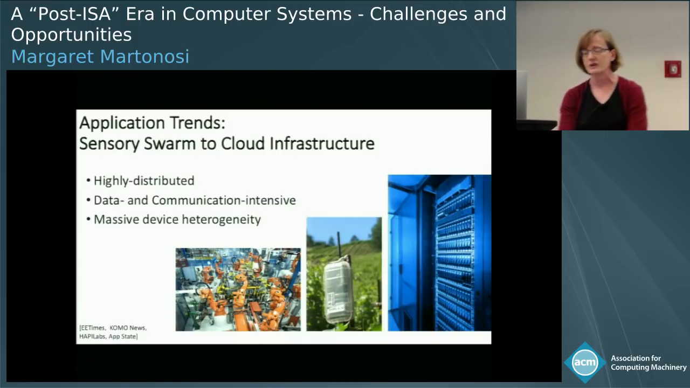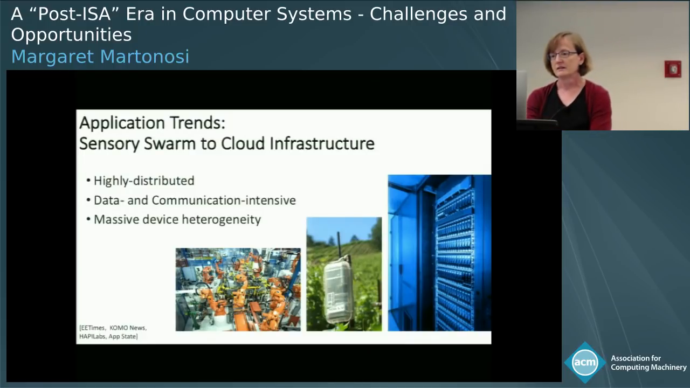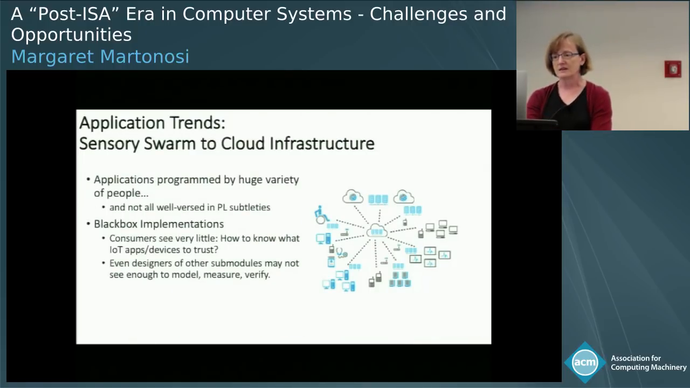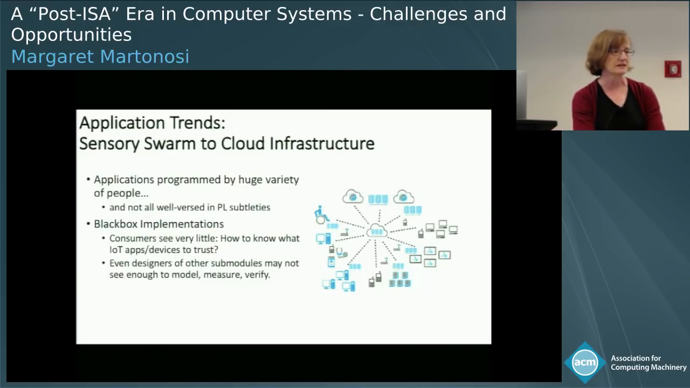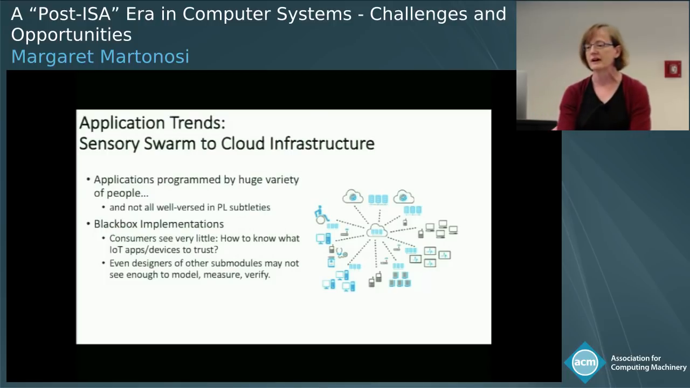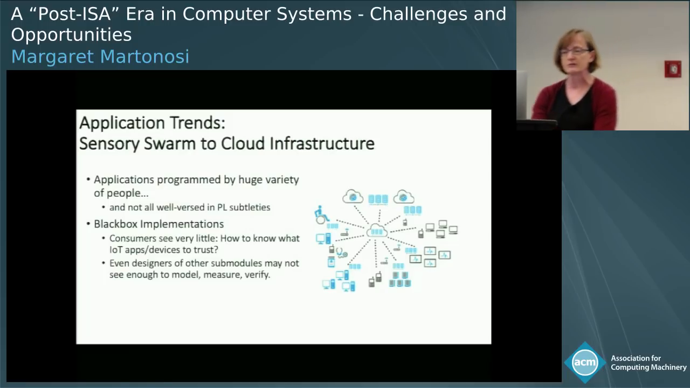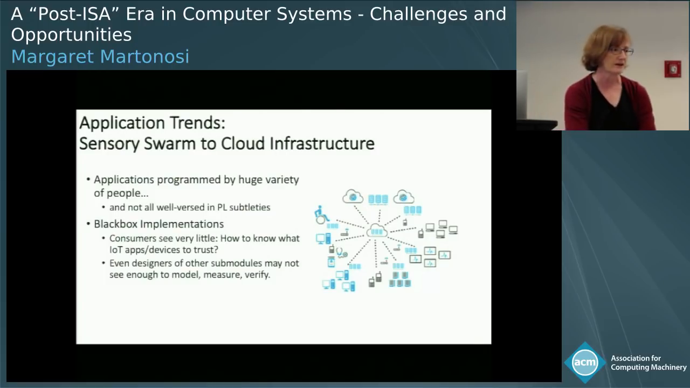There's sort of industrial sensing as well. Across all of this, it's deeply data and communication intensive, and there's massive heterogeneity in the types of devices as well. So what does that mean from a hardware-software interface standpoint? We see these applications getting programmed by a huge variety of people, not all of whom are the folks that you gave an A to in your programming language class. And also there are a lot of black box implementations.